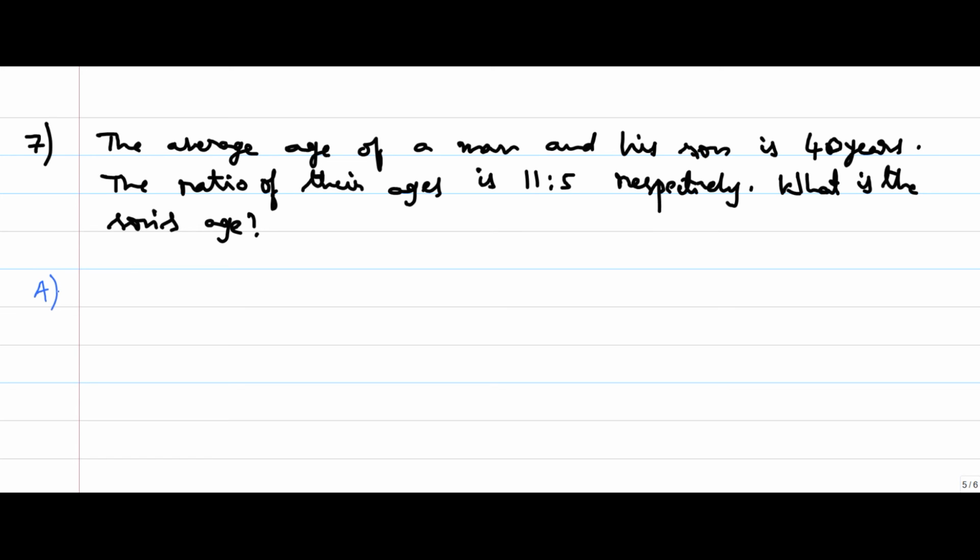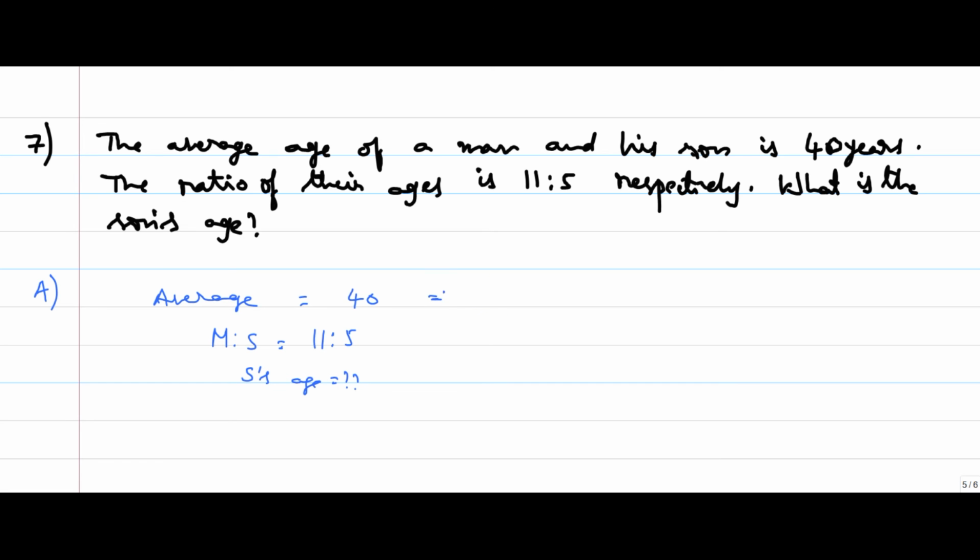The average age of a man and his son is 40 years. So definitely it is average. Average is equal to 40 years. And the ratio of their ages is 11:5. So the ratio of man and son is equal to 11:5. So what is the son's age?